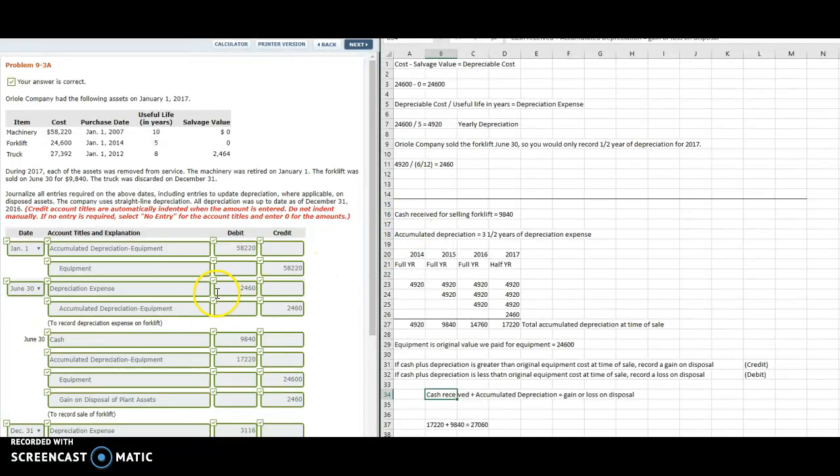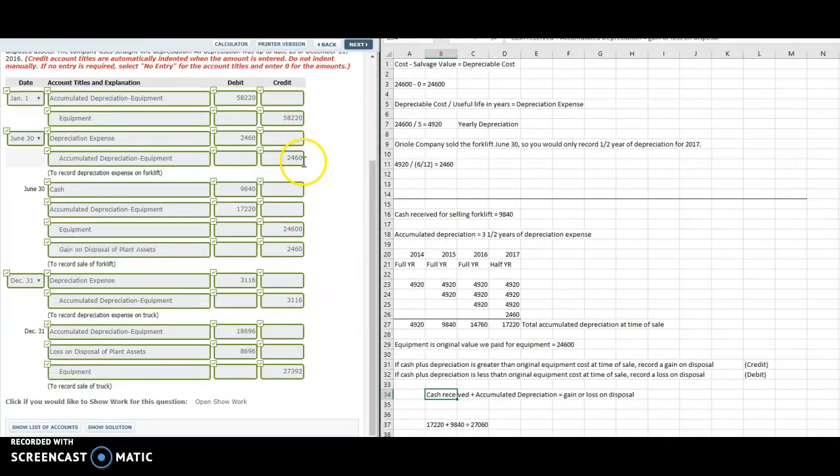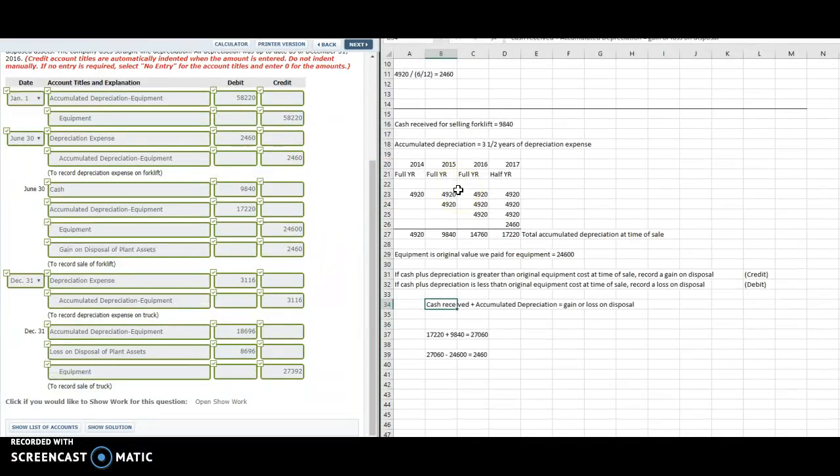So we would debit depreciation expense for $2,460, and then we would credit accumulated depreciation equipment for the same amount, $2,460. And then for the second half of the journal entry, we need to actually record the disposal of the asset. And we learned that when they sold the forklift, they received $9,840 of cash. So we would debit $9,840 of cash first, or the amount that we received for the fork truck.